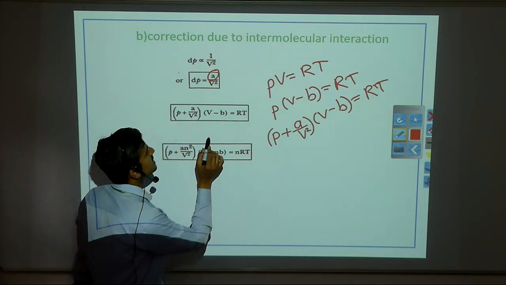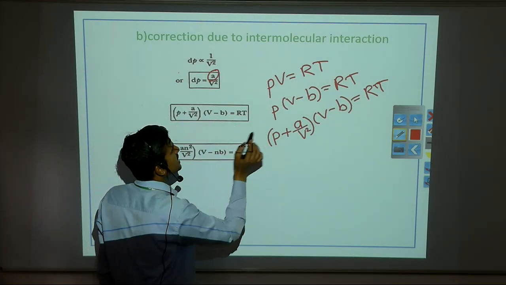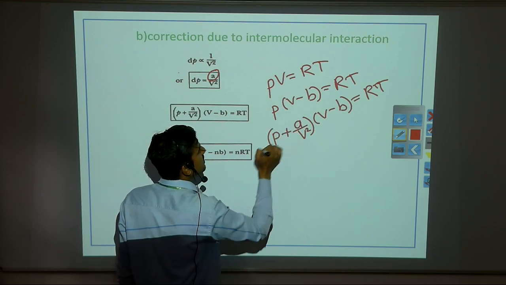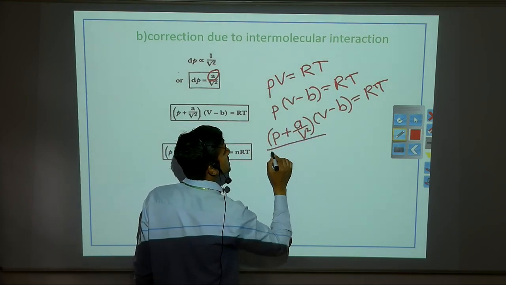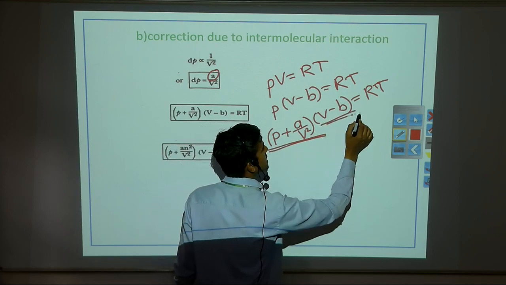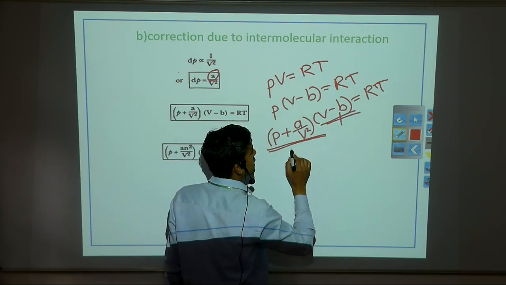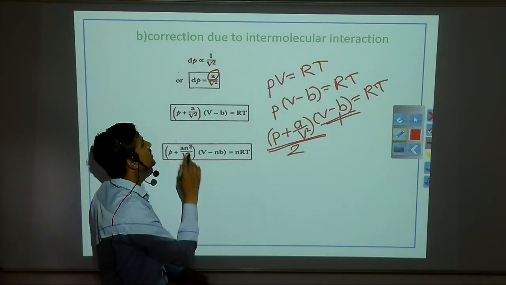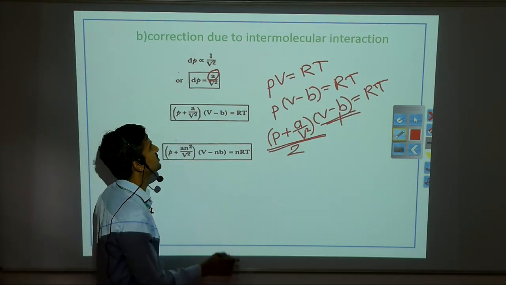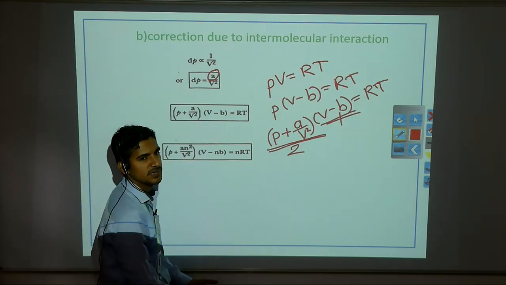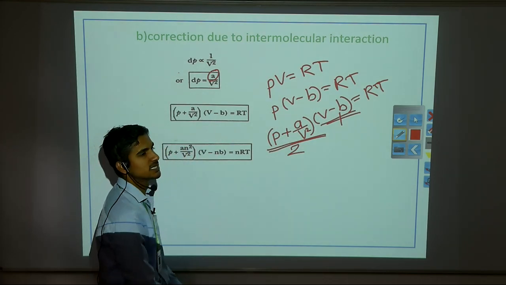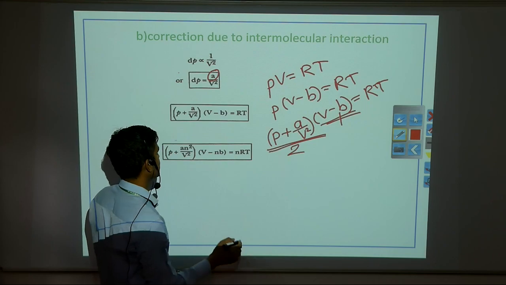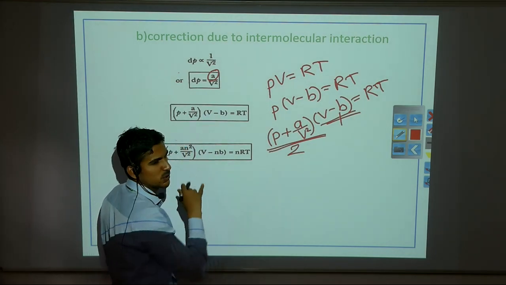Correct? This means replace P by P plus A divided by V square. This is the second correction, and this is the first correction. Our final equation is (P + A/V²)(V − B) = RT. This is for one molecule.